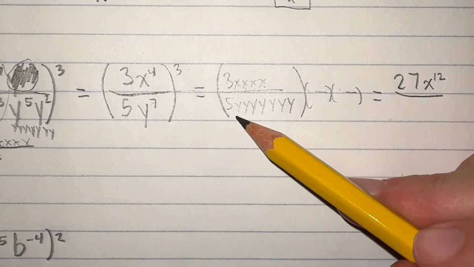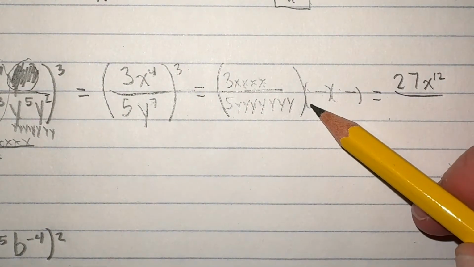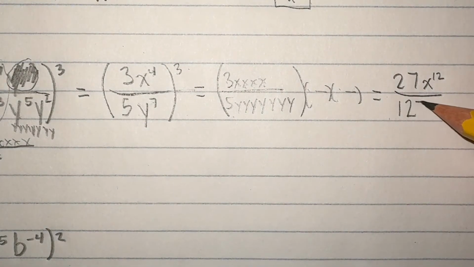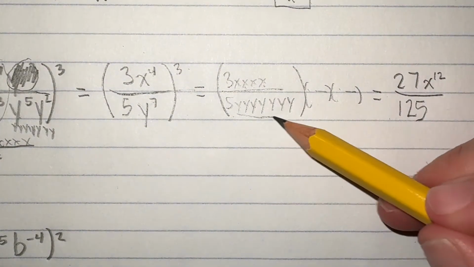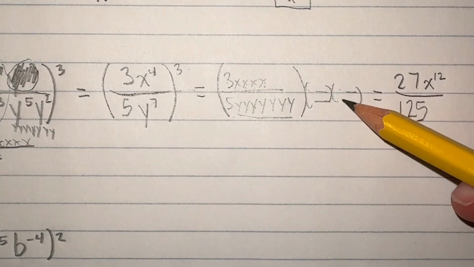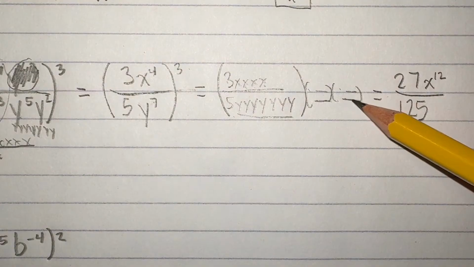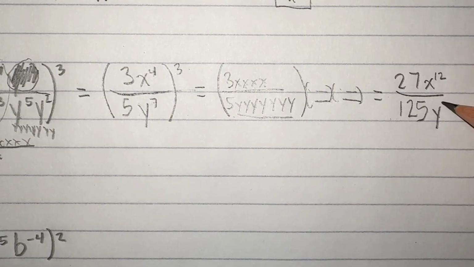Okay, down here I have 5 times 5, that's 25, times another 5, that's 125. And then I have all these y's times another set of y's times another set of y's, that's 7 y's, 14 y's, 21 y's. 7 y's 3 times.